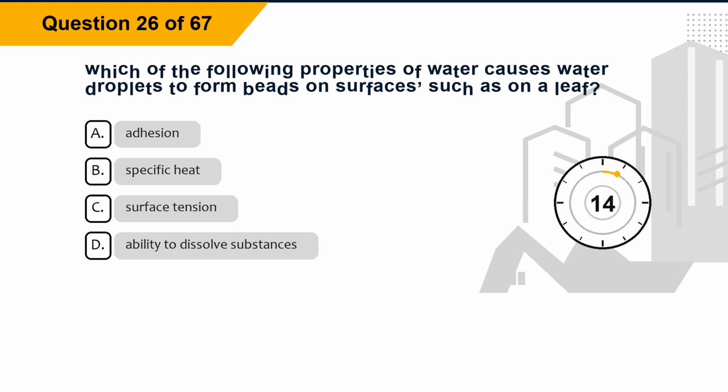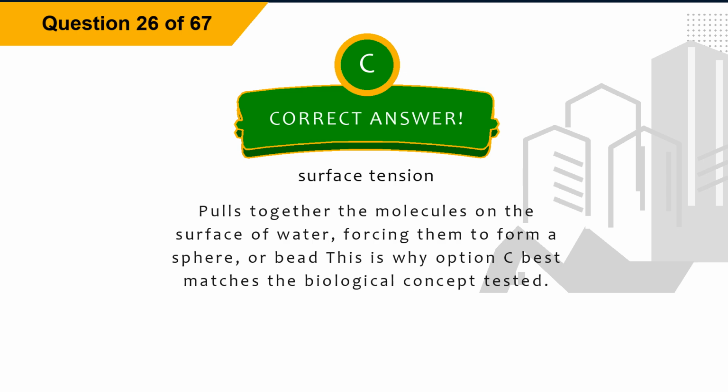Question 26. Which of the following properties of water causes water droplets to form beads on surfaces, such as on a leaf? Option A, adhesion. Option B, specific heat. Option C, surface tension. Option D, ability to dissolve substances. The correct answer is option C, surface tension.